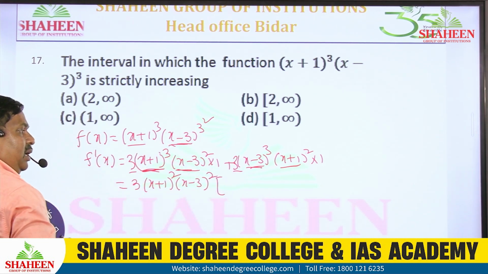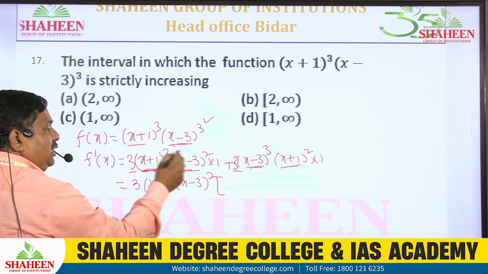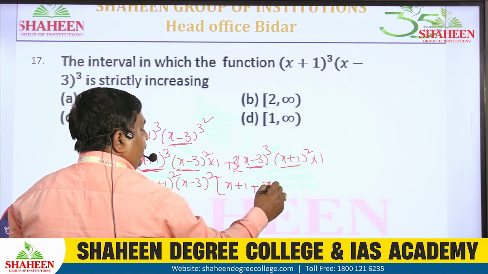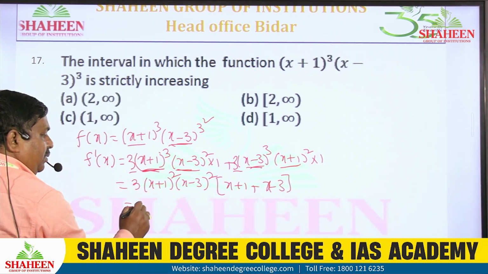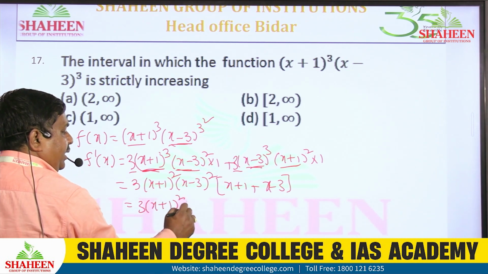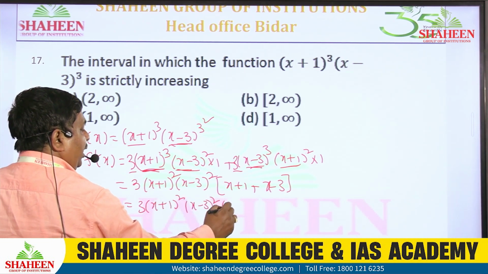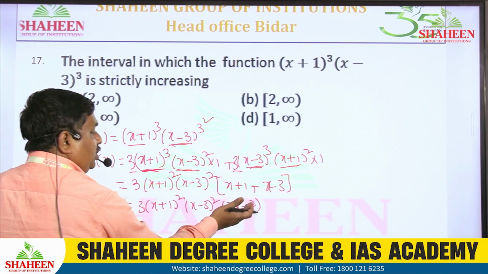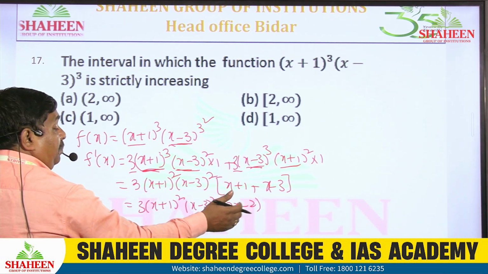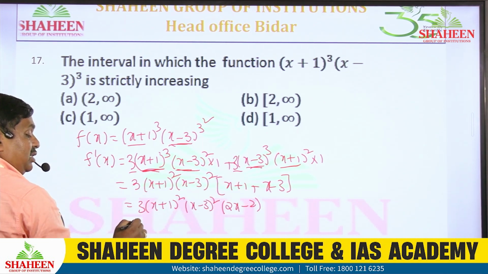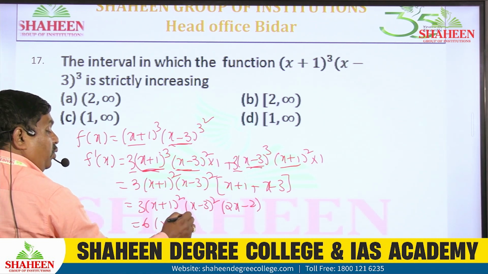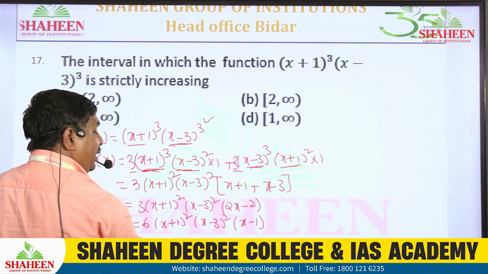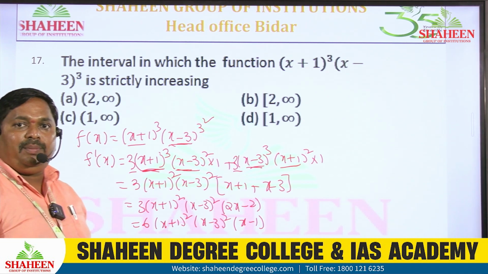On taking this common outside, in the first term, x plus 1 is remaining. In the second term, x minus 3 is remaining. So this becomes 3 into x plus 1 whole square, x minus 3 whole square into 2x, x plus x is 2x, and 1 minus 3 is minus 2. So we can take plus 2 outside, that becomes 2 times 3 is 6 into x plus 1 whole square, x minus 3 whole square, and on taking 2 common here remaining is x minus 1. What is remaining? X minus 1.